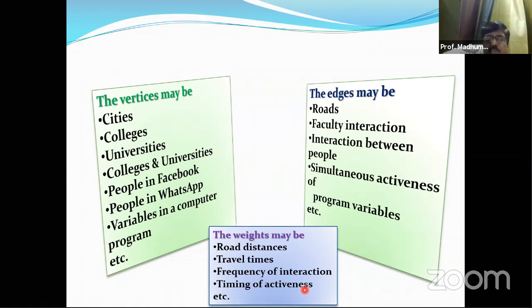Frequency of interaction between the faculties of two colleges or two universities or two institutes represents the weight of the edge. Timing of activeness: if you consider a computer program, then the duration of activeness of the variables may represent the weight. So these are examples of graphs which come up in our everyday life.